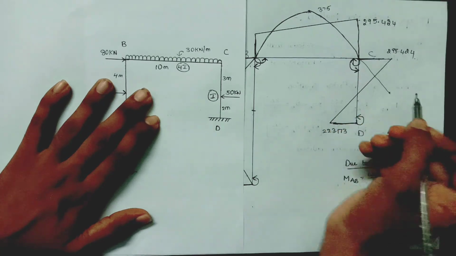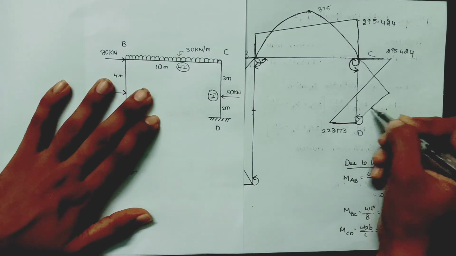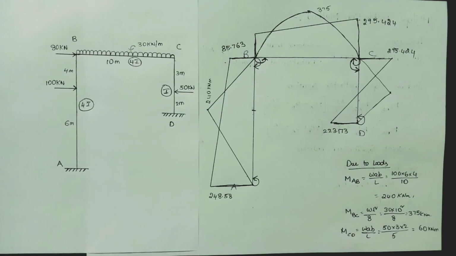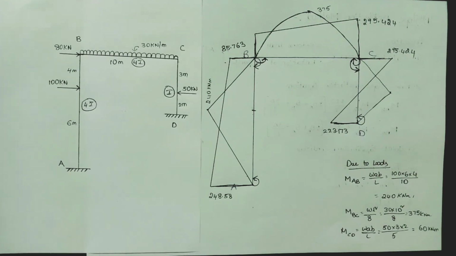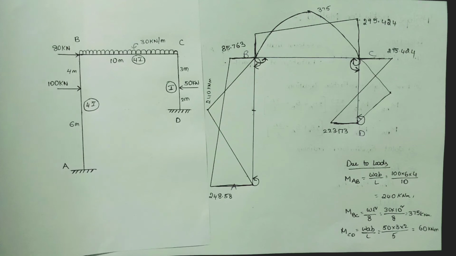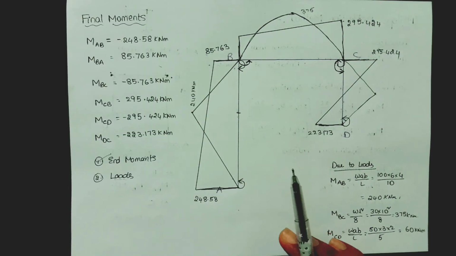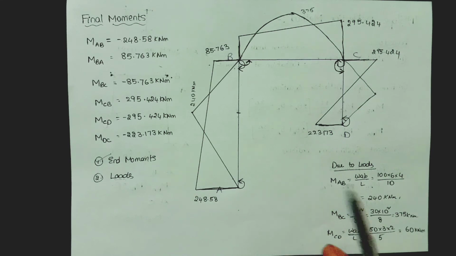And now I am joining the 2 points. So this is the net bending moment diagram which is obtained after indicating the end moments and moments due to loads. In a similar manner we have to draw the bending moment diagram for any other frame. So this is the procedure of drawing the bending moment diagram for the given frame.